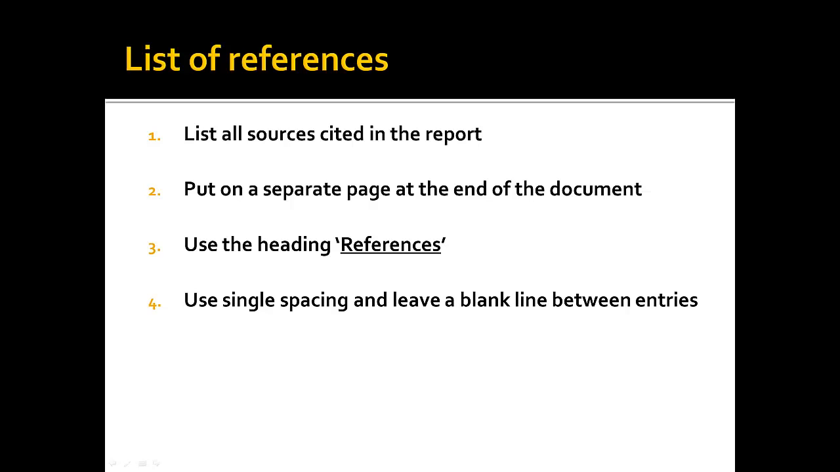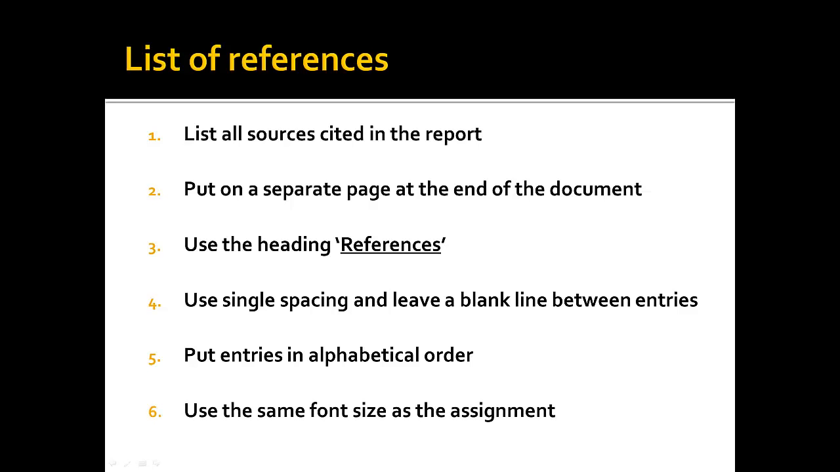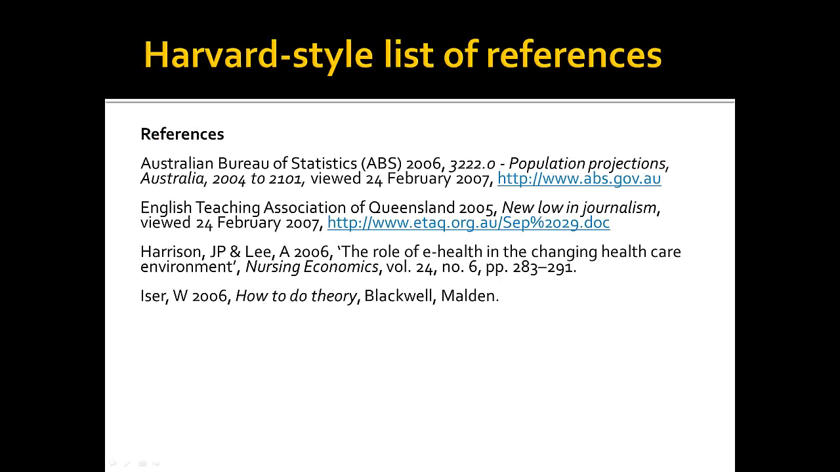In terms of formatting, we use single spacing and leave a blank line between entries. Some different referencing styles may do things differently, but the style that we're using formats it this way. You need to put entries in alphabetical order, so from A to Z, and use the same font and size as the assignment itself. Further details on exactly how to format your list of references are described in the introductory section of the Harvard Referencing Style Guide, so I'd encourage you to please read that.